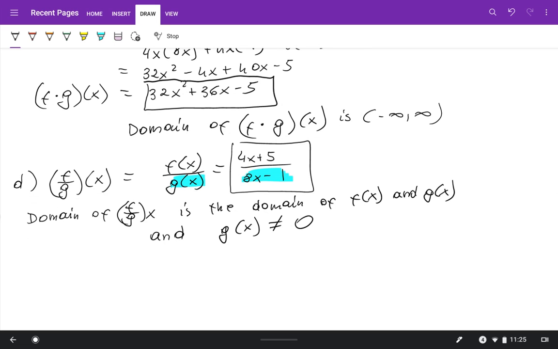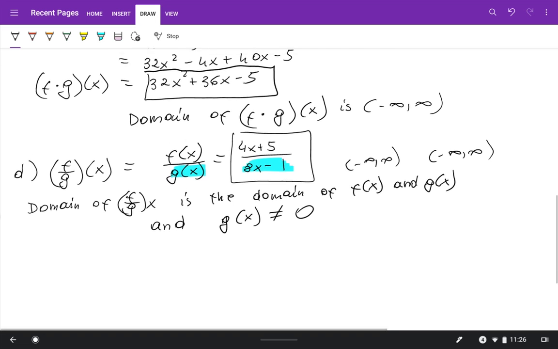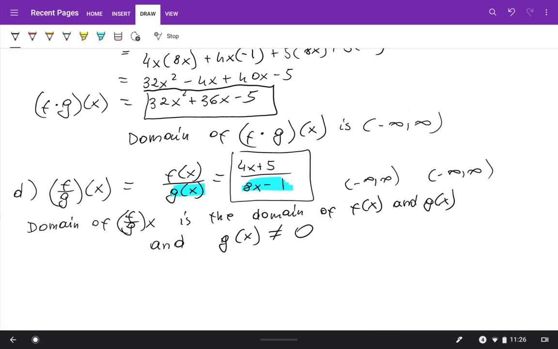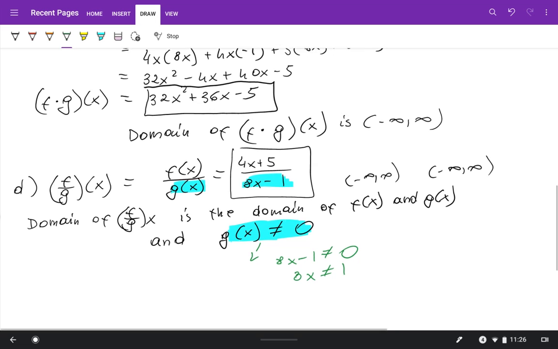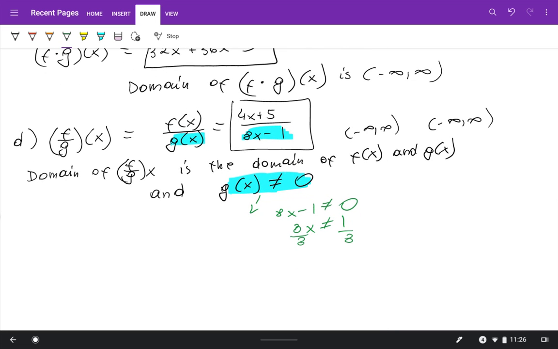Domain of function f of x, it's all real, from negative infinity to infinity. Domain of function g, it's also all real, from negative infinity to infinity. Now, this is important because you have a quotient. We know that we can never ever divide a function by 0. That's why I gave that condition that g of x, the equation of function g of x, can't be equal to 0. So here, you will need to solve that 8x minus 1 can't be equal to 0, which means 8x can't be equal to 1. Divide each by 8, x can't be equal to 1 over 8.